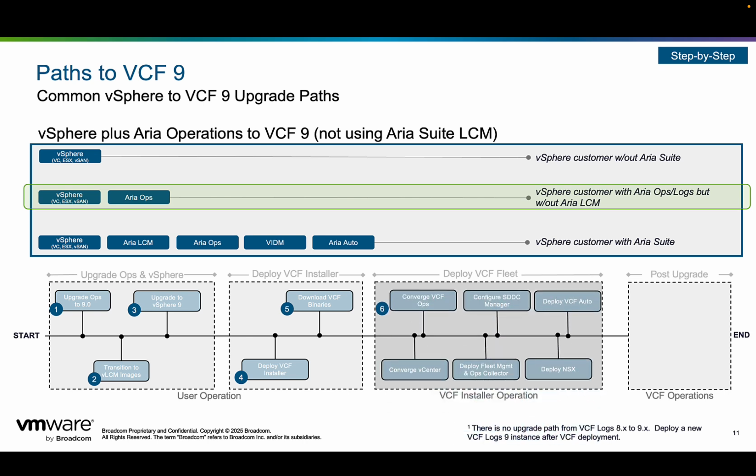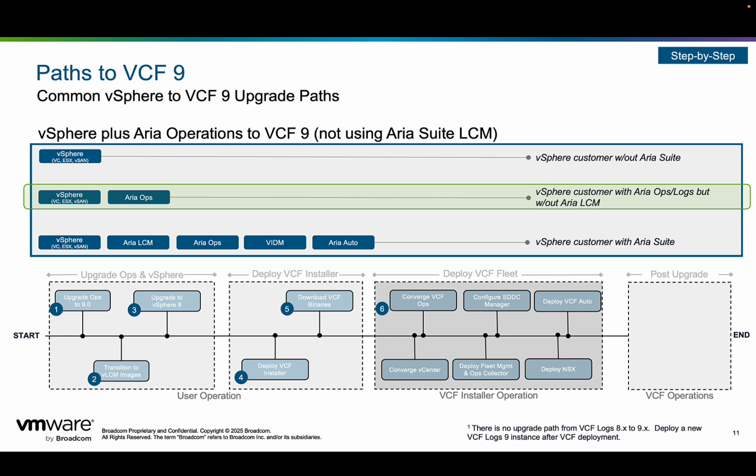In this situation, because we have an existing instance of Aria Operations that was upgraded to VCF Operations, the installer will converge both the vCenter server and the VCF Operations. After it has brought those environments in to the new VCF management domain, it will then deploy an instance of the Fleet Management appliance along with an instance of the Operations Collector. It will then configure the SDDC Manager. It will deploy NSX, and optionally, we can also deploy VCF Automation at this time.